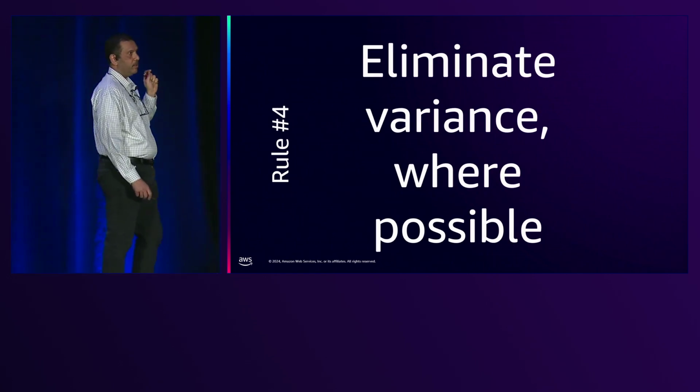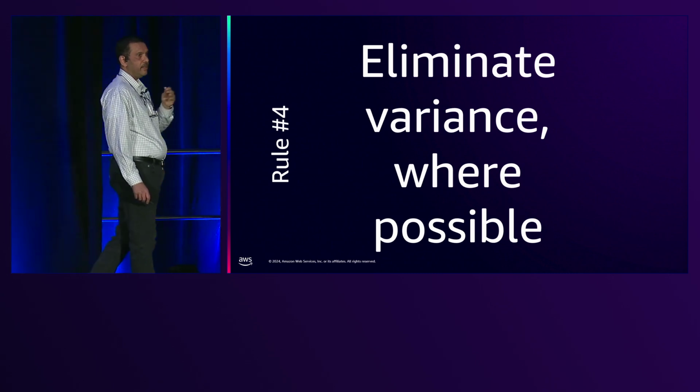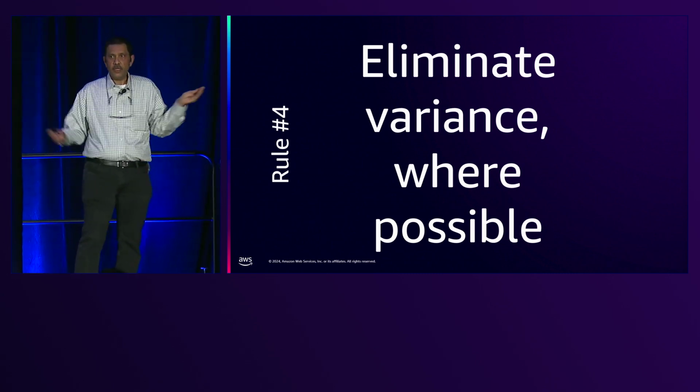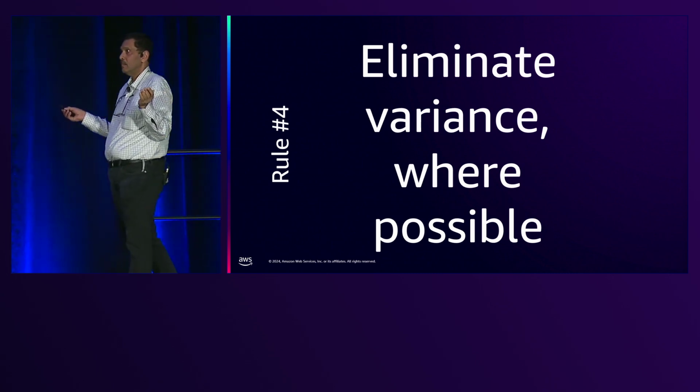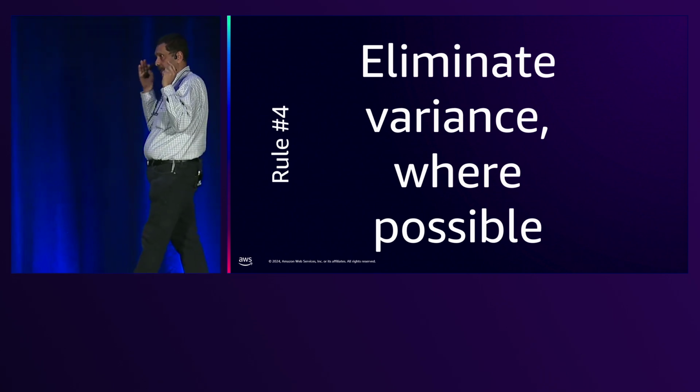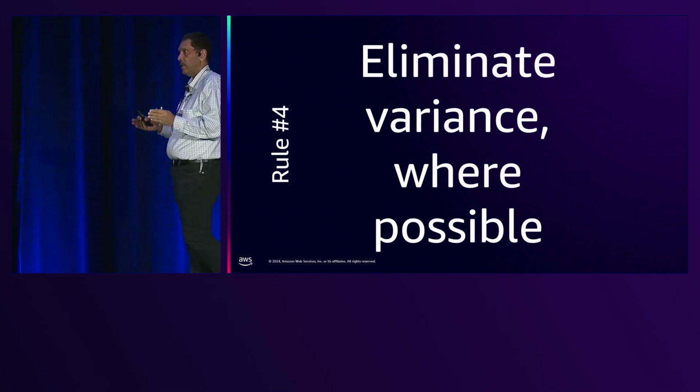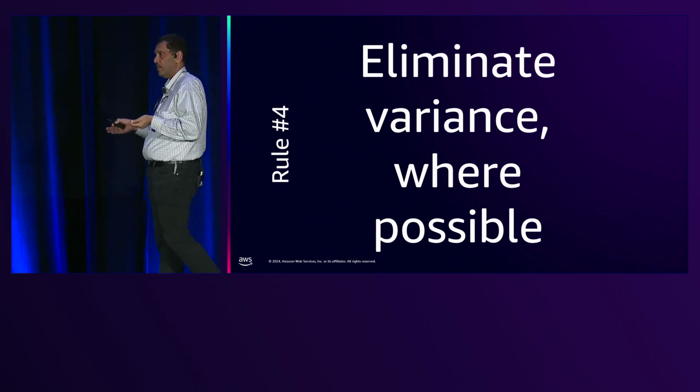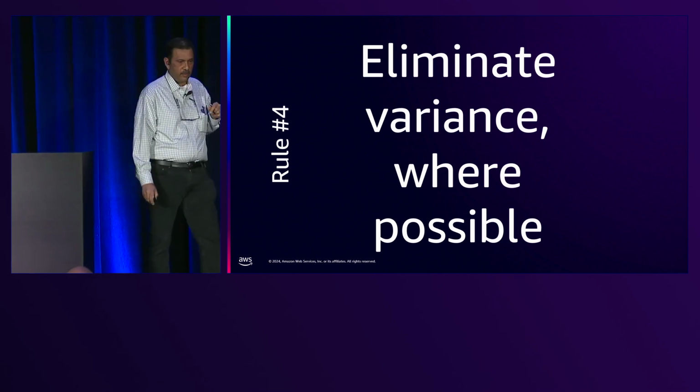If your code is going to do very, very different things in different scenarios, it's not going to have predictable latency. So we try to make sure that it always does the same thing and takes the same amount of time. So let me give you an example.